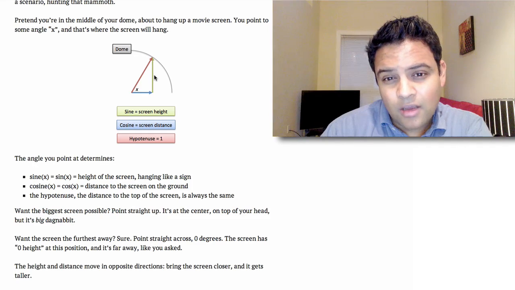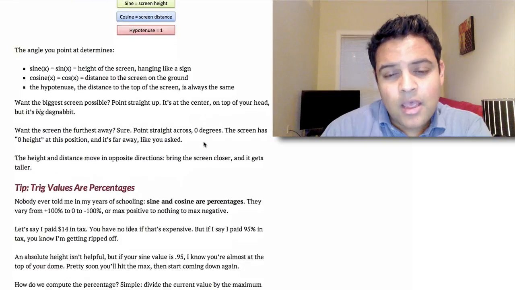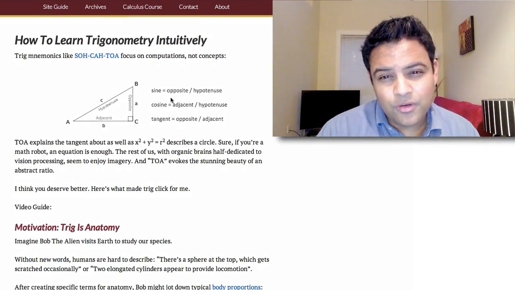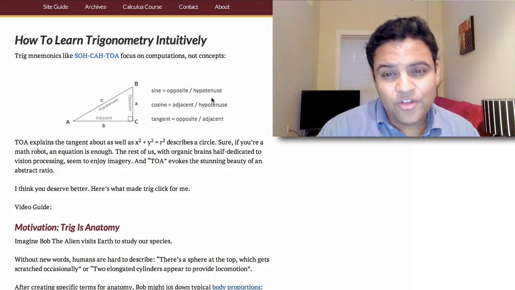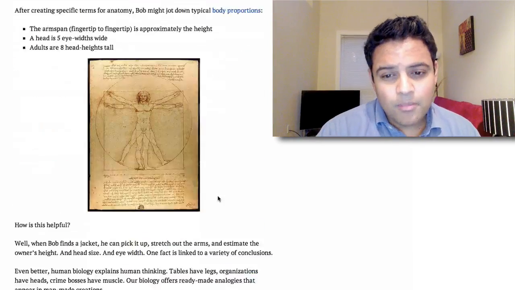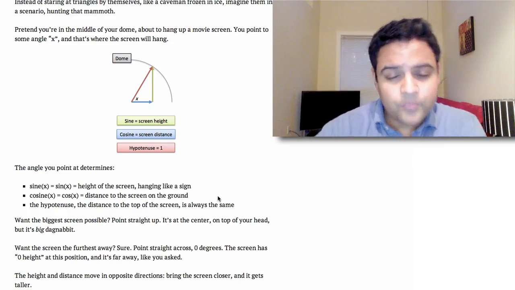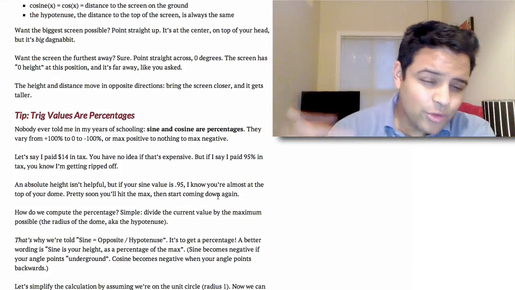So the height is the sine. You don't have to make a division. For any kind of arbitrary triangle, you do need to do the division. So that's why you have the opposite divided by hypotenuse to get a percentage. But in your head, I prefer to always think of the unit circle, and I don't have to do the division. So that's one thing that nobody ever told me.